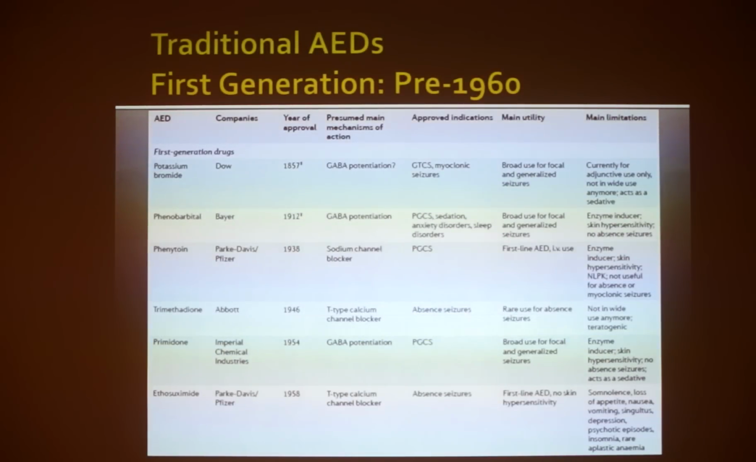The print here is small. We're not going to focus on it, but I'm basically just going to show you, for the sake of illustration, what first, second, and third generation medications look like and what we tend to use today. We don't use potassium bromide at the top of the slide anymore, but I do certainly see some patients with phenobarbital, a number on phenytoin, and a handful on primidone. Ethosuximide came out in 1958, has a very limited role in the modern treatment of epilepsy, largely for childhood absence epilepsy.